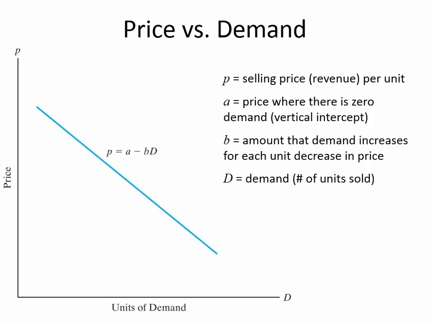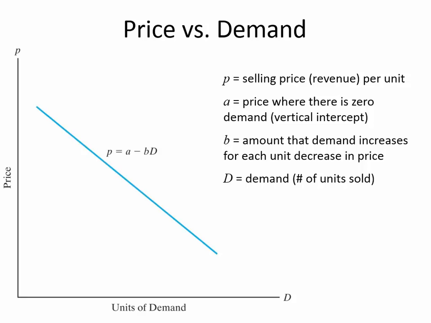So these variables, P obviously is the price. It's the selling price per unit of whatever it is you're selling. D is the demand, so it's the number of units. But let's look at these other things. If you have the intercept there, where zero demand, there's going to be some price associated with zero demand. So think of it this way.